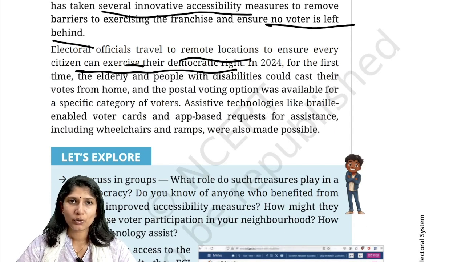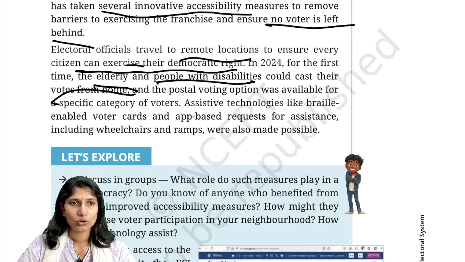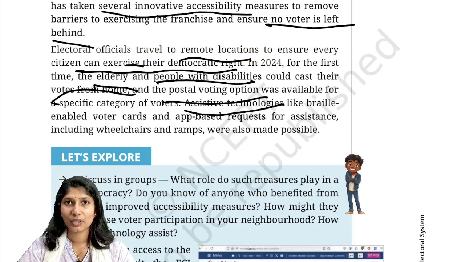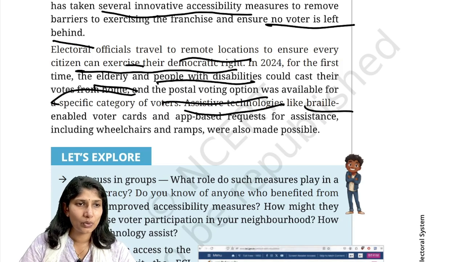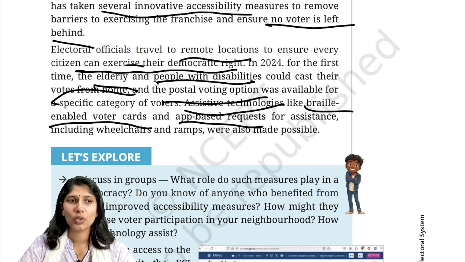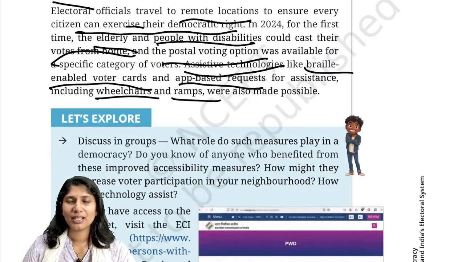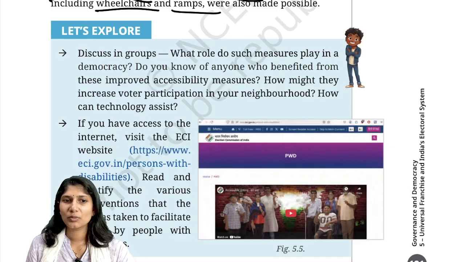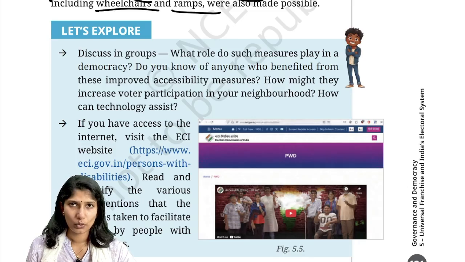In the 2024 general elections, for the first time, elderly people and people with disabilities could vote from home itself. Also, postal voting options were made available for special category voters, and also many assistive technologies. What is assistive technology? For people who are blind, who cannot see, braille-enabled voter cards, and app-based requests if you need wheelchairs, ramps, etc. in order to cast your vote, that was also made available. So why exactly is the Election Commission of India doing this? Just to make sure that everyone will be able to exercise their vote.